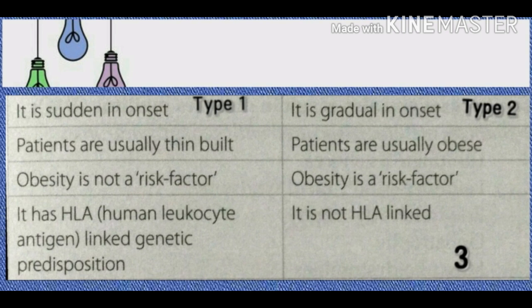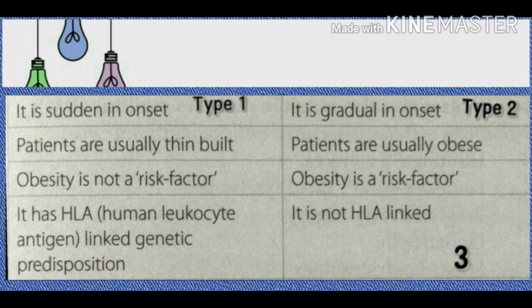In type 1 diabetes, the patient usually has a thin build. In type 2 diabetes, the patient may have an obese or non-obese build, meaning the patient need not be very thin or lean; he can be normal or obese. In type 1 diabetes, obesity is not a risk factor, as we discussed earlier. In type 2 diabetes, obesity is a risk factor.